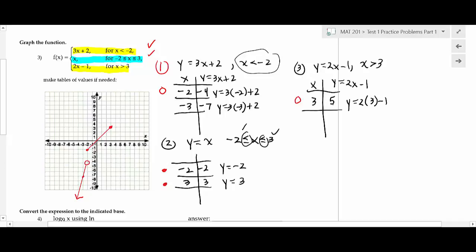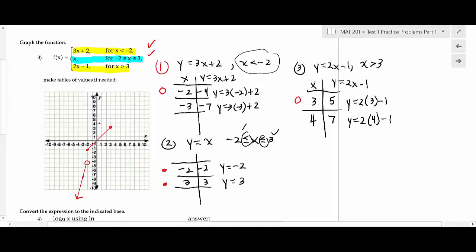So that's going to be 5. Okay, then all we got to do is take one more point. It doesn't matter what it is. Let's just go with 4. We know it's a line, so all we need is 2 points. So we can go y equals 2 times 4 minus 1. That's 8 minus 1. So that's going to be 7.